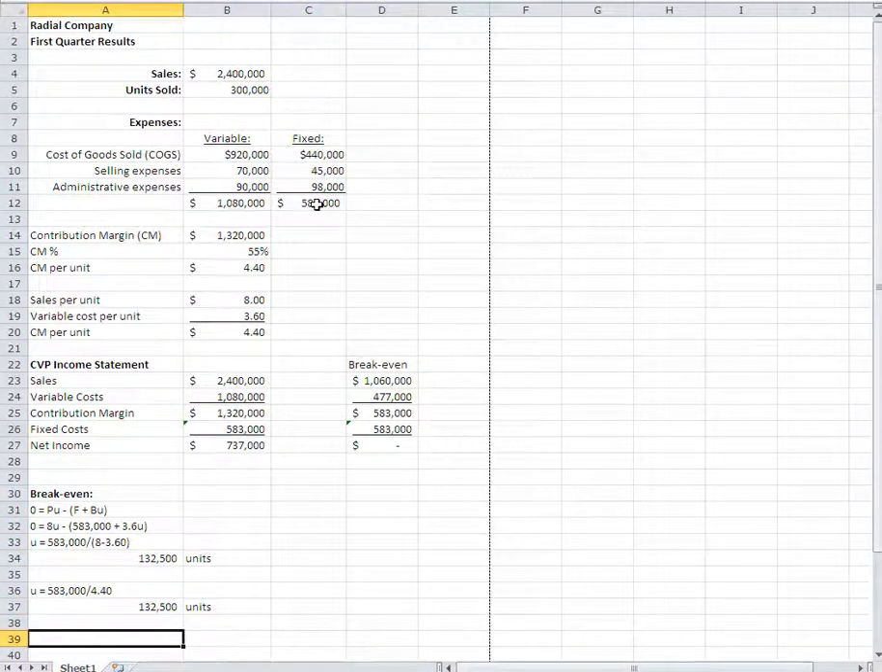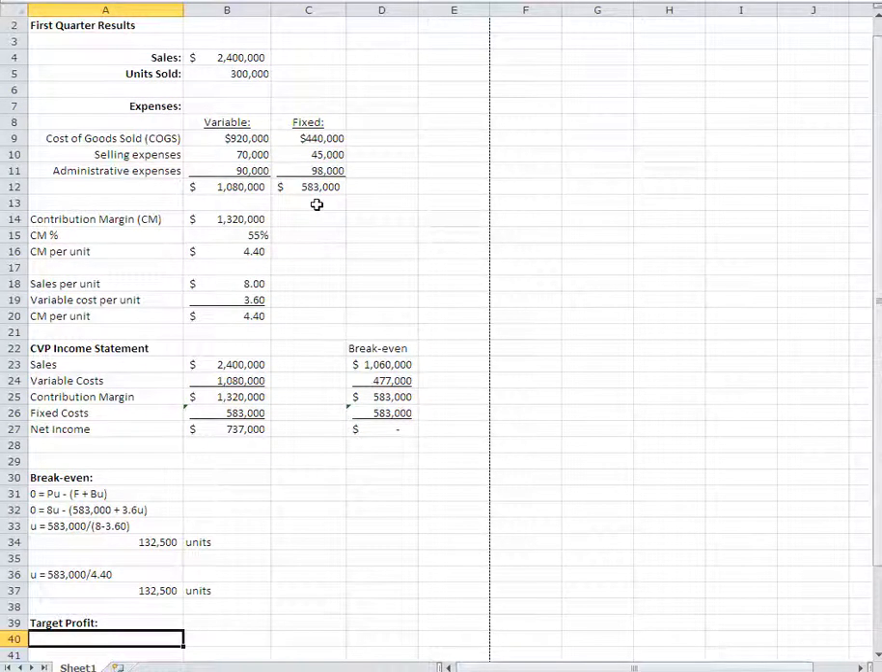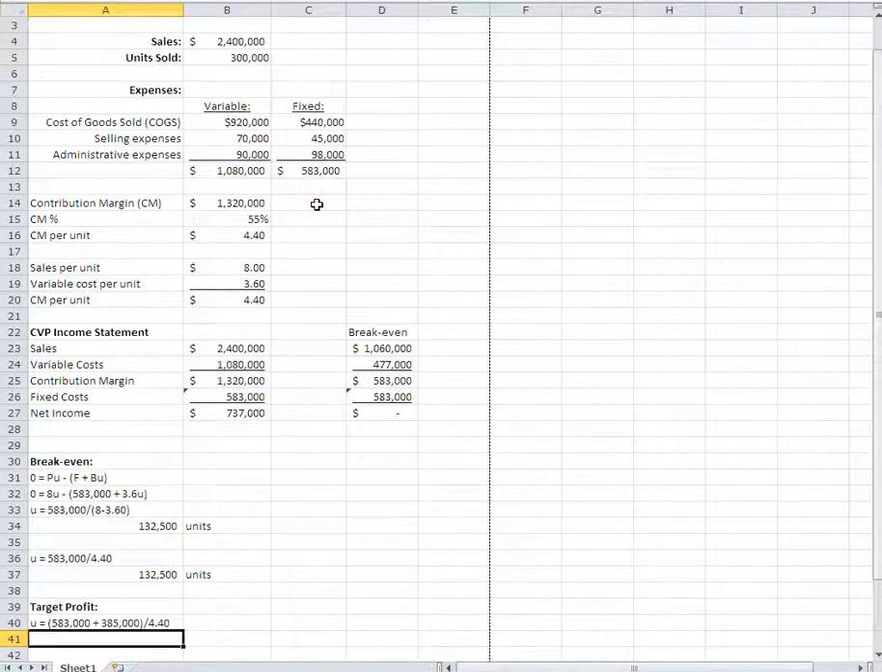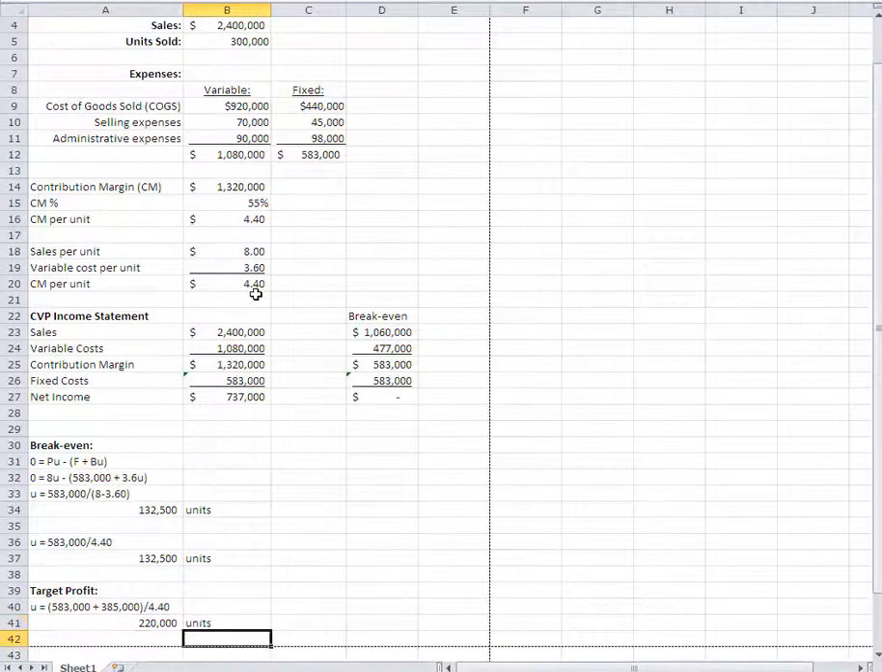Now the other thing we can do with CVP is calculate our target profit. So here what I want to do is I want to know how many units I need to sell in order to earn a specific amount of profit. So in addition to the $583,000 of fixed expenses, I also want to generate profit. So say I want to generate $385,000. So I'm trying to figure out how many units I need to sell. I'm going to use the same equation above, but all I'm doing is adding in that target profit. So what that's going to do is give me 220,000 units.